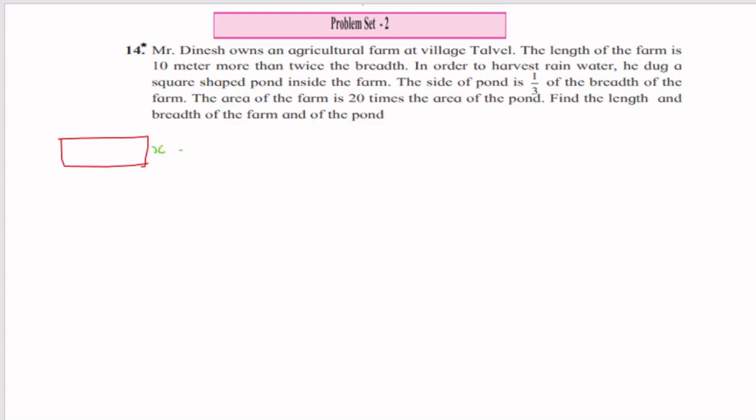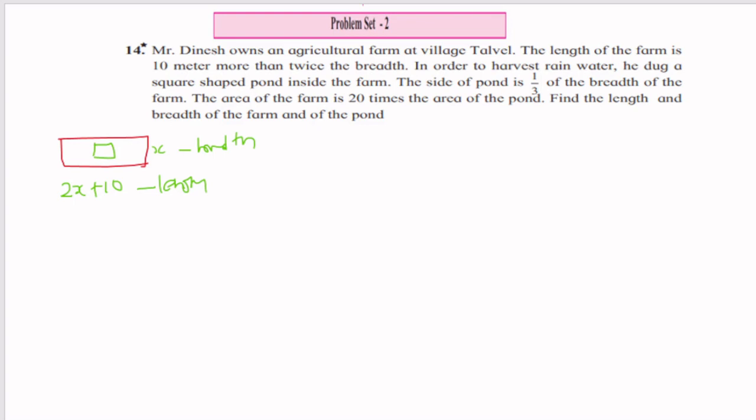So let's say breadth is equal to x. Okay, and length will be 10 meters more than twice the breadth. So twice the breadth is 2x and 10 meters more, so 2x plus 10, this will be the length of the farm. Now in order to harvest rainwater, he dug a square shaped pond inside the farm. Inside the farm he dug a square.